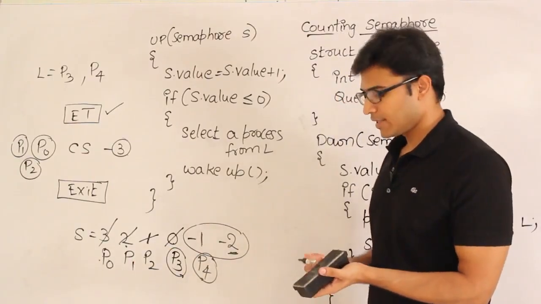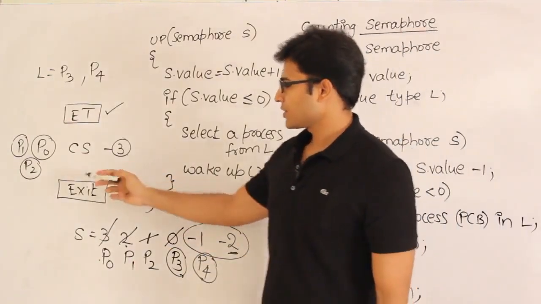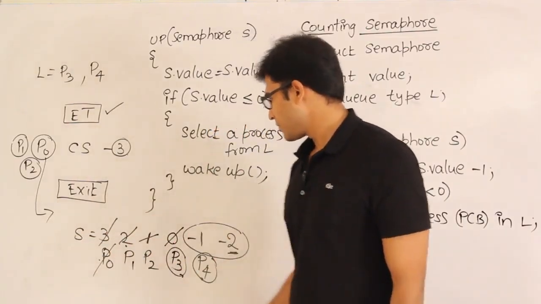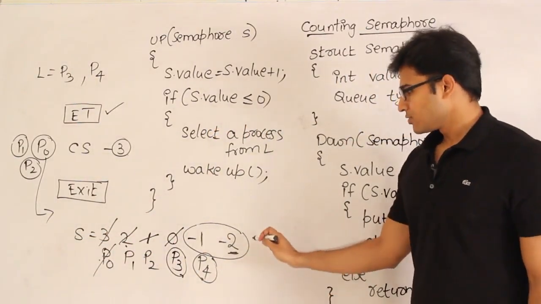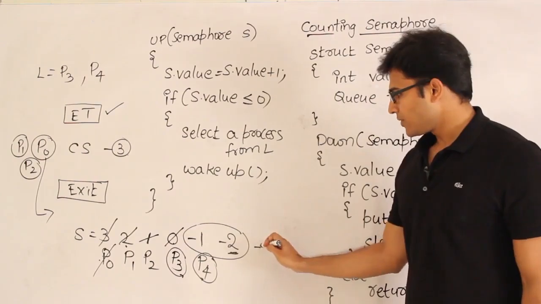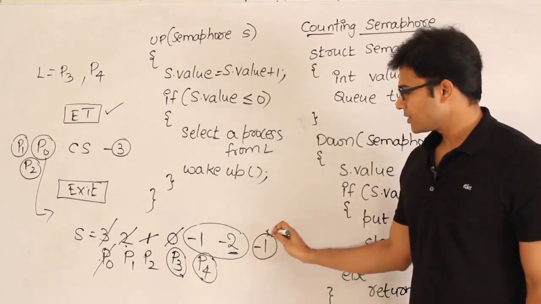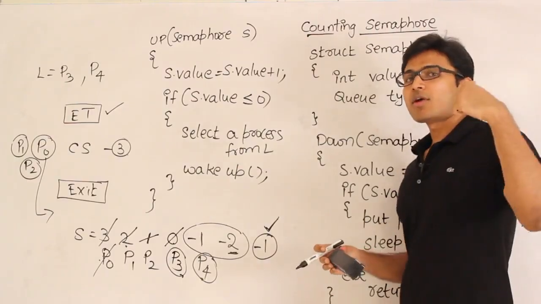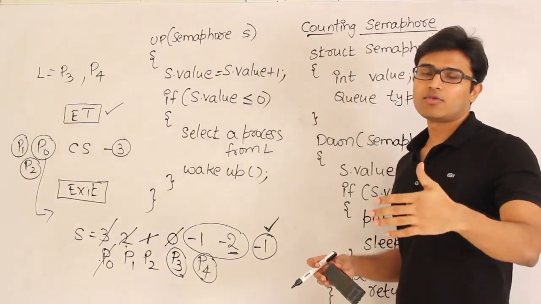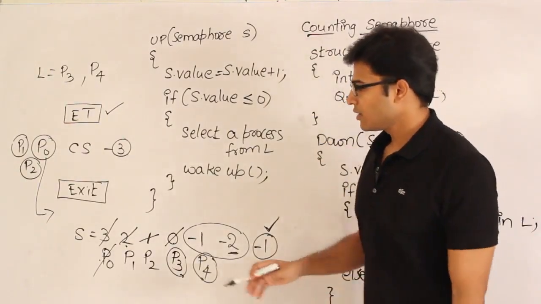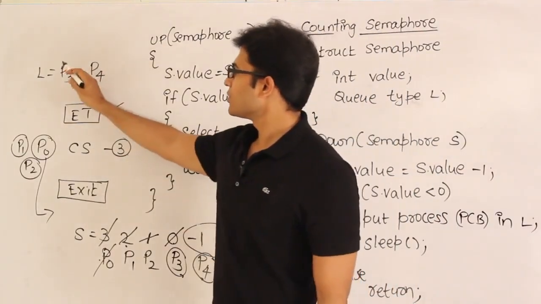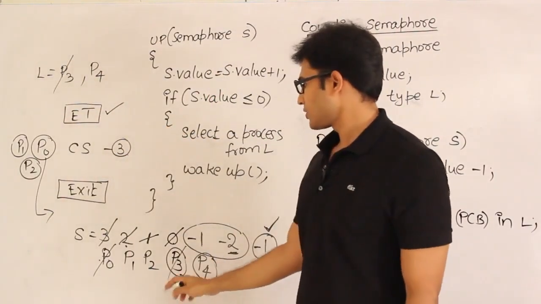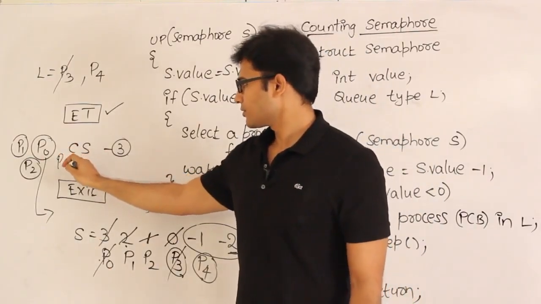Now, in the exit section, whenever any process comes out, let us say the process P0 comes out, it is going to increment the value of the semaphore. After incrementing, its value will be -1. Whenever it is less than 0, it will understand that some processes are already in the queue waiting, which have got blocked, and therefore it will go and wake them up. So P3 will get unblocked, and P3 can get into the critical section.